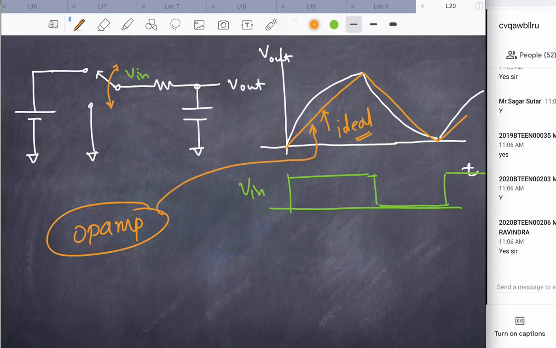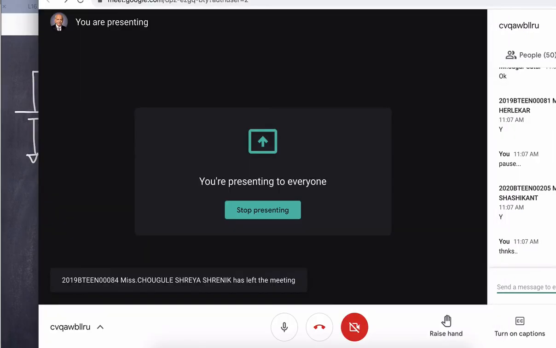How do we do this? How much is the time? 11:06. I think let us take a pause, and next time we will restart with this integrator circuit. Will it be okay? Fine. I think we will continue next time. Today we covered the basics of filters. Anyway, thank you very much.